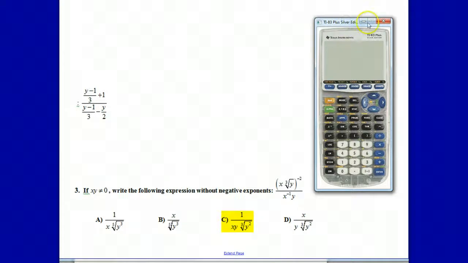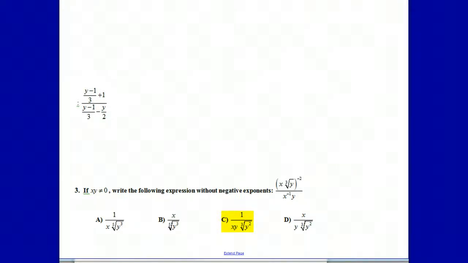I think my calculator just died. You're going to try, kind of, I think you probably learned it in Algebra 1. But I'll show you what I'm doing.